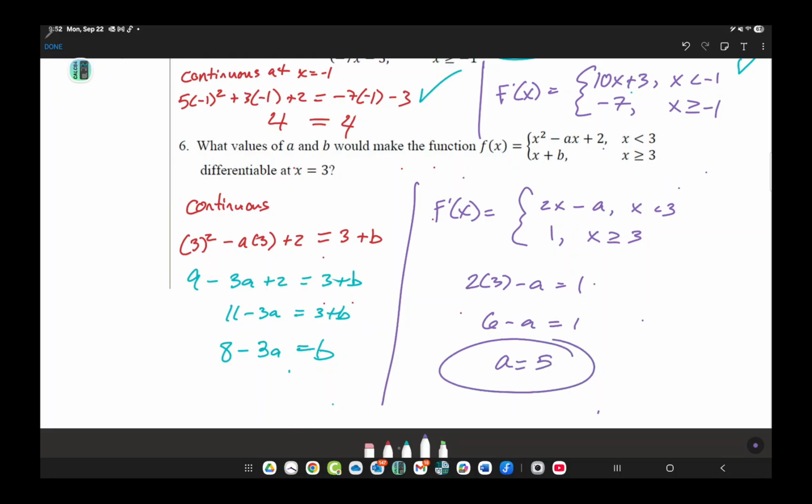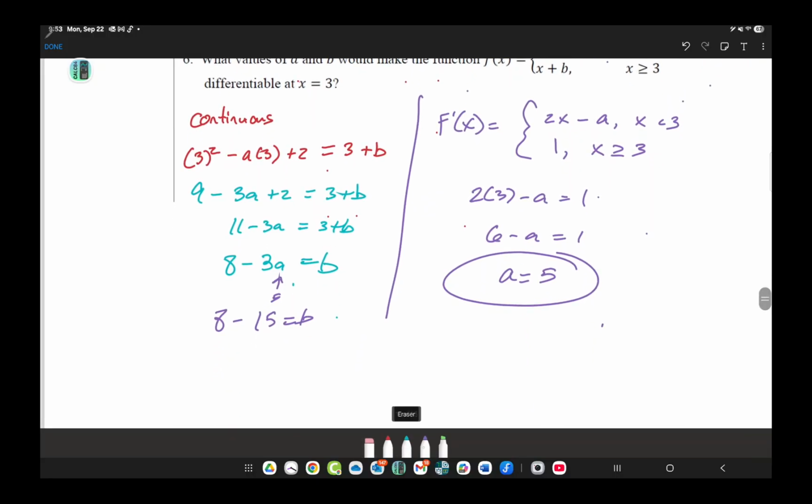That means we can plug that in here. 8 minus 15 is equal to b. That means b is equal to -7. That is it for the notes today.